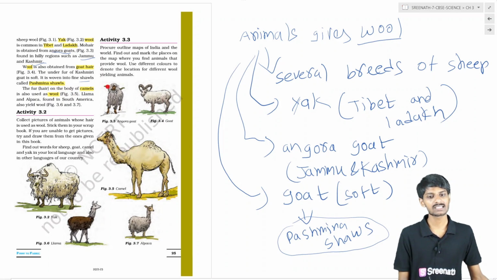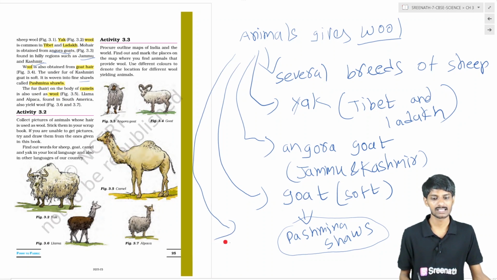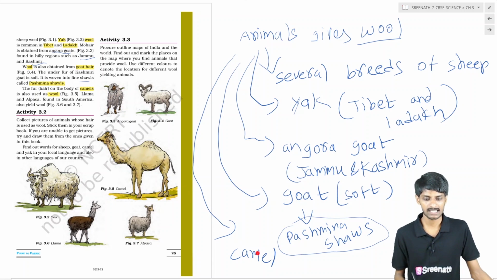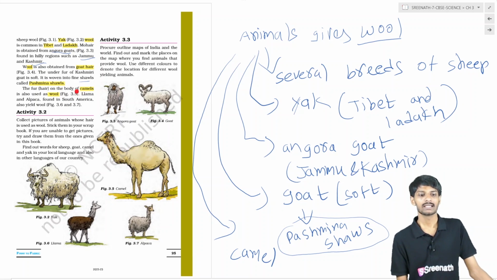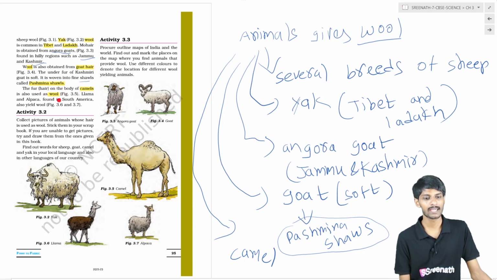And another animal is the camel. This is the image of the camel. Okay students, this is the image of the goat which I told you about previously, this is the Angora goat, and now it is the time for the camel. Camel fur, or camel hair, can also be used as wool. Another are the alpaca and llama. They are found in South America and also yield wool.